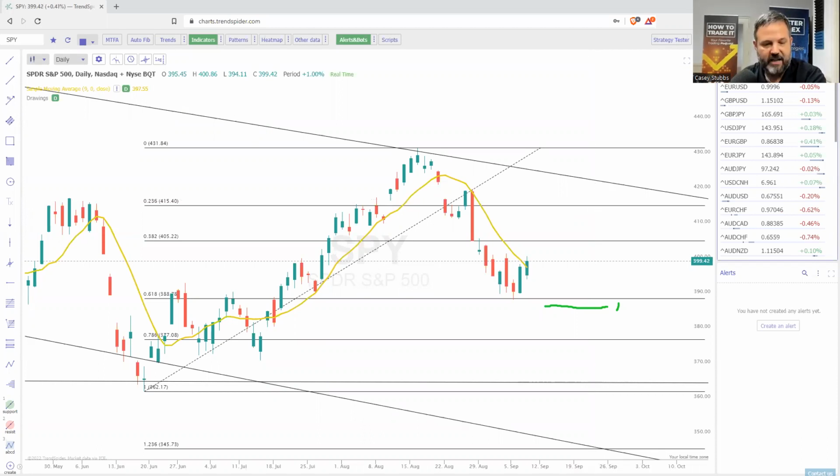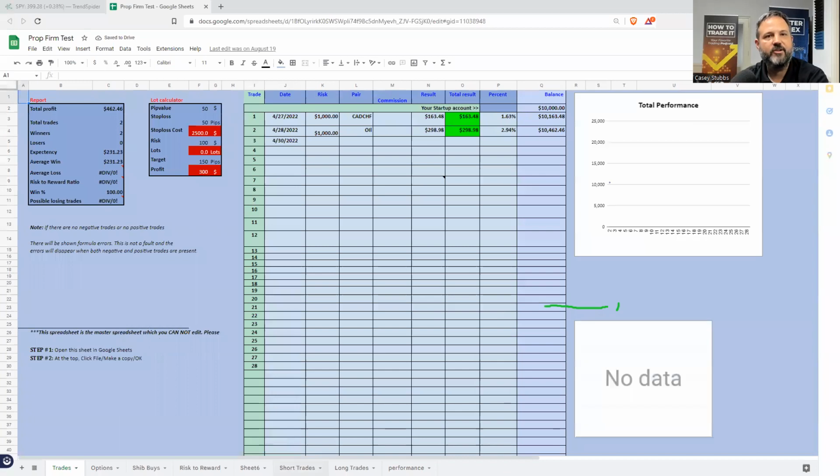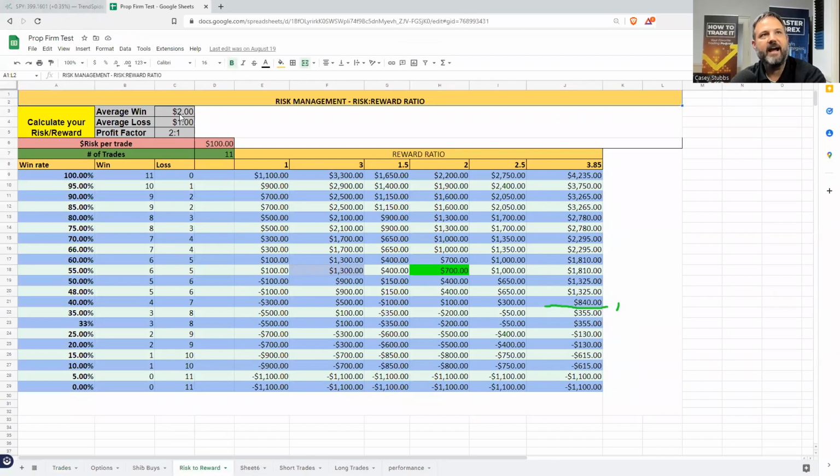And I have a special calculator that I like to use. I'll show you here real quick. I have a special calculator that I use just so I know what my risk to reward ratio is. And so I go here to risk to reward. And so I'll say my average win. If my average win is $20 and my average loss is 14, okay, so there it is, my profit factor would be 1.43.